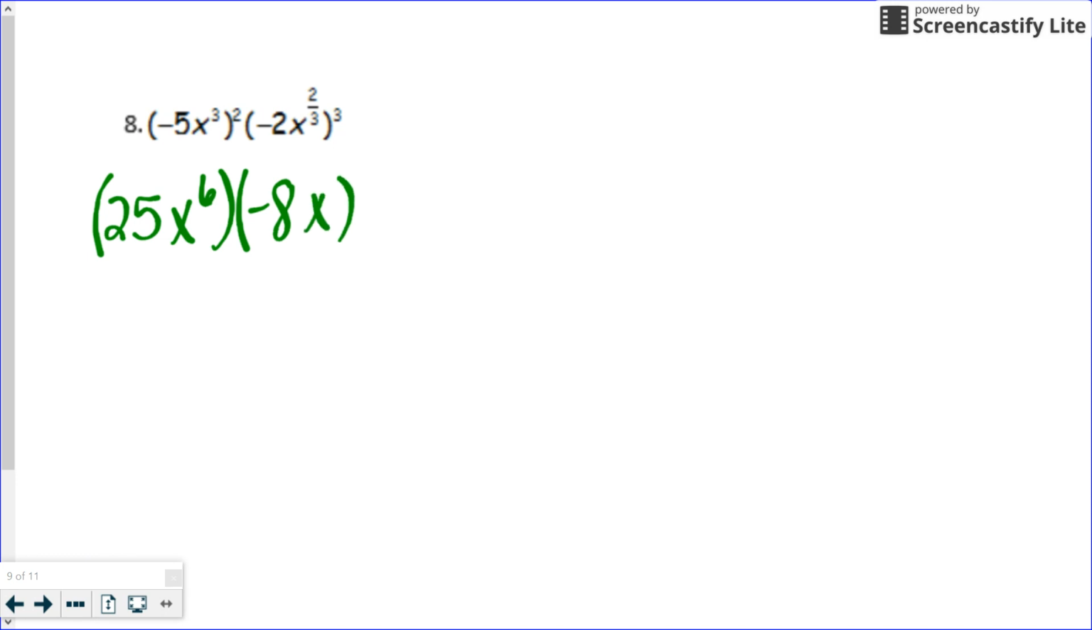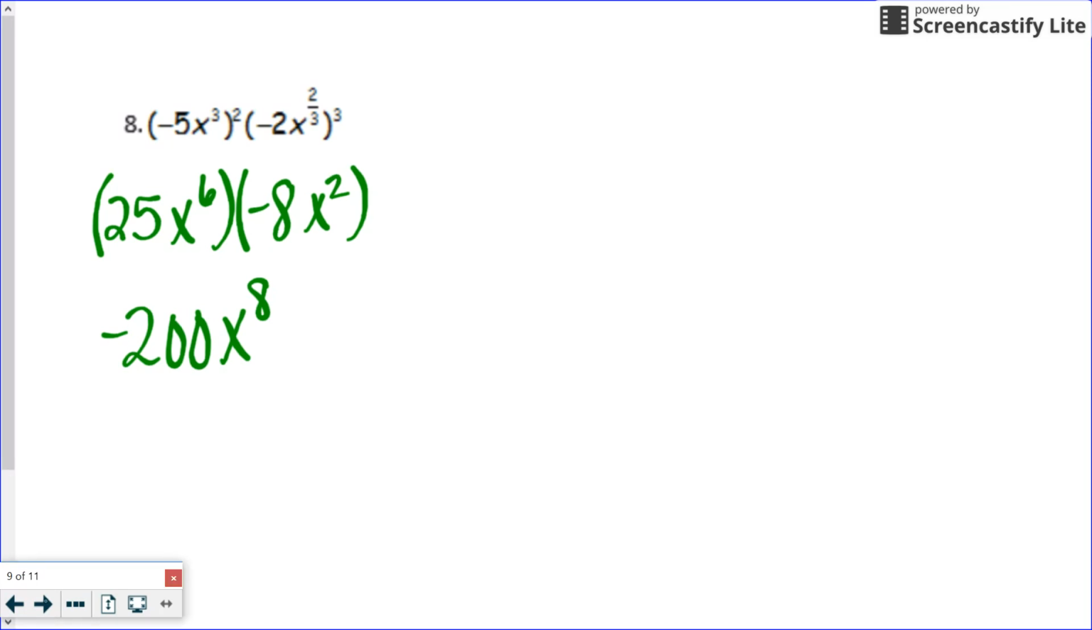2/3 times 3 is not 1. 2/3 times 3 is 2. And now we can multiply these guys together. So 25 times negative 8 is negative 200. And now I'm multiplying my like bases, so that means I'm adding my exponent. 6 plus 2 is 8.